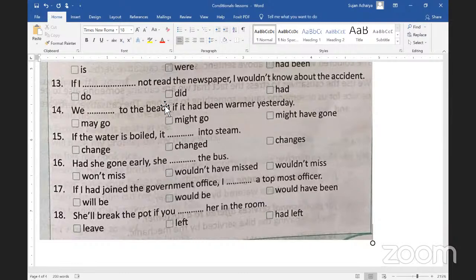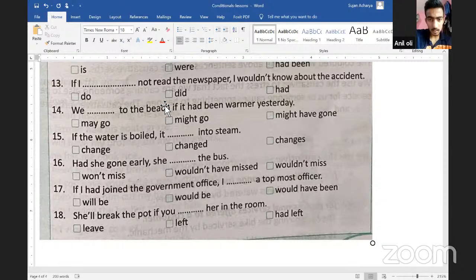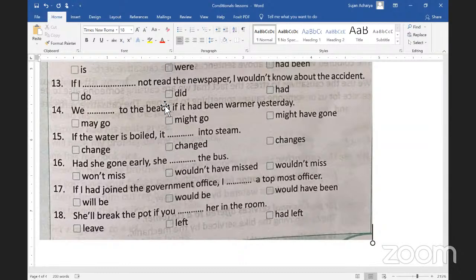Number 15, if the water is boiled, it changes. Zero conditional. Number 16. Had she gone early means if she had gone early. Had plus V3 means on the other side we have to use would have. She wouldn't have missed. Number 17. If I had joined, had plus V3 means again third conditional. Would have been.